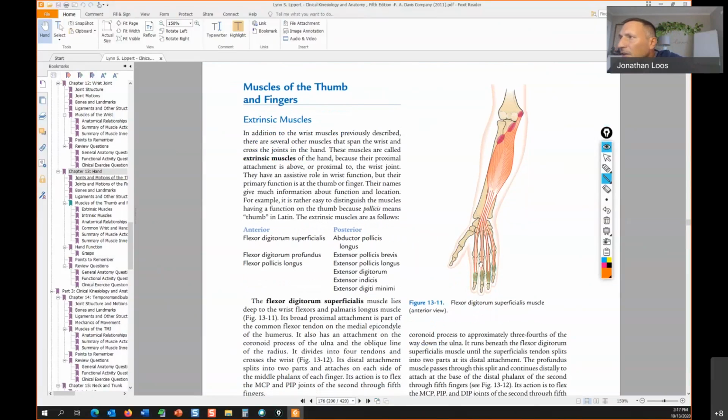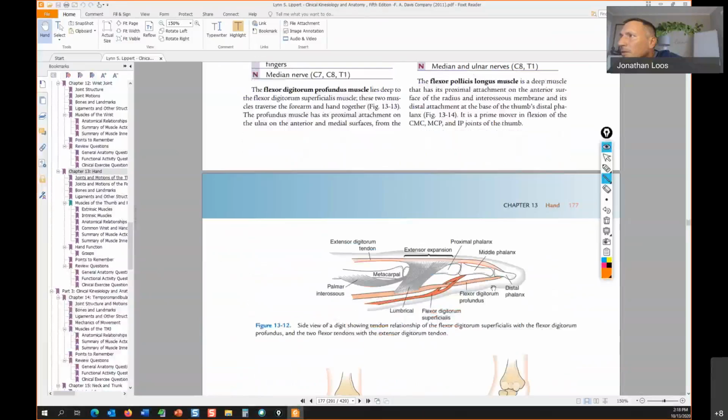Did I say that wrong? Let me see the digitorum longus. Okay, so I mixed them up. I said superficialis actually, but the profundus is the more distal one. You can see that here's the flexor digitorum superficialis. There's the flexor digitorum profundus. The profundus is the one that's going all the way down and kind of matching the extensor digitorum, and it's hitting the proximal end of the distal phalanx.